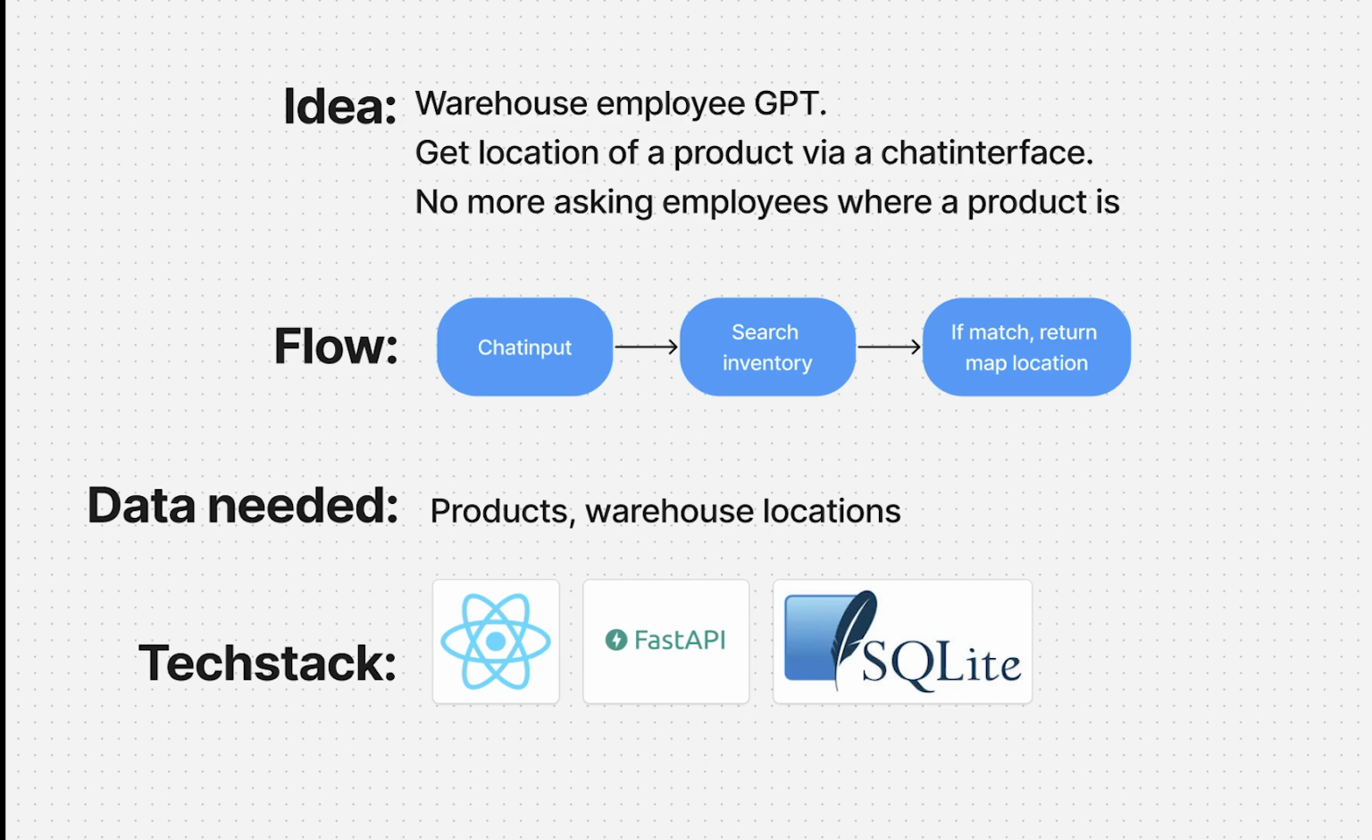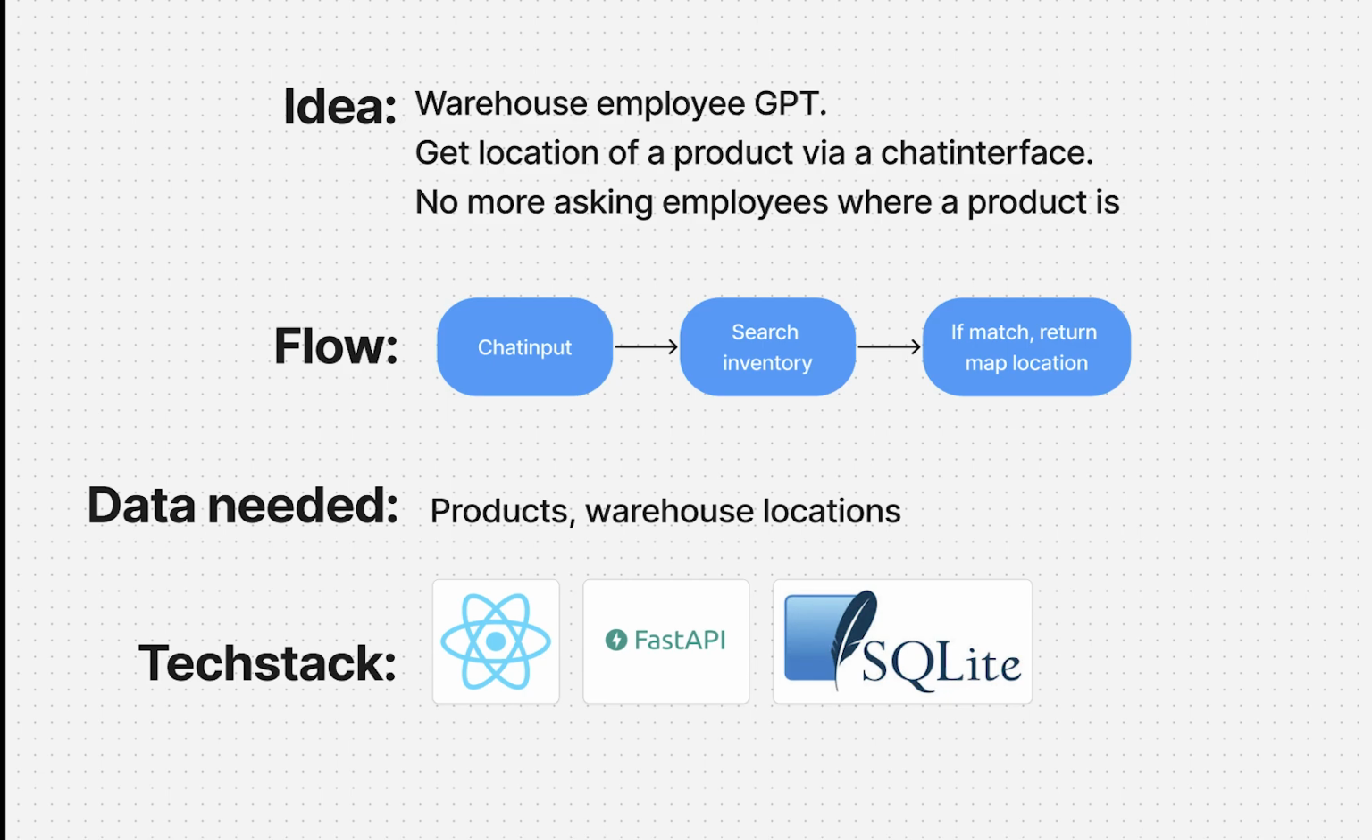Now, here is the idea, the flow, the data needed, and the tech stack. It's a ChatGPT interface with an AI embedded. So basically, I need the chat input, the search inventory, and if there's a match, return the map location. I'm using React, FastAPI, and SQLite. For the IDE, I use Cursor, that way I can build it super fast because this is a speedrun.